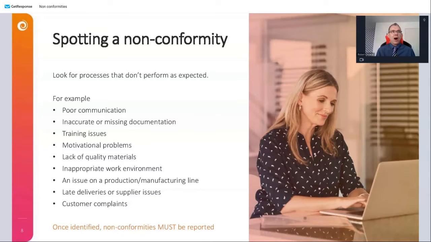Essentially, non-conformances, do not be afraid to spot them. Do not be afraid to communicate them. And as we move on to the next segment, it's all about actually recording and reporting non-conformances.